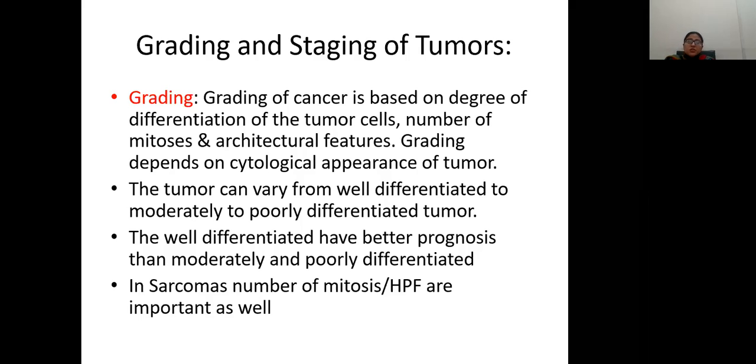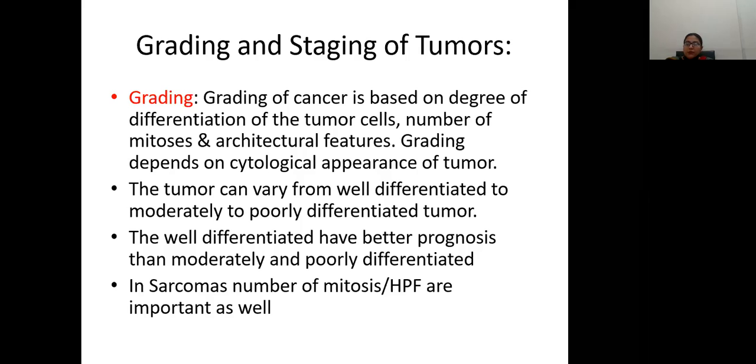Clear? So beta, what is grading? What is the importance of grading? So basically, beta, grading of a cancer is based on the degree of differentiation of the tumor cells, the number of mitoses, and architectural features. Grading depends on the histological appearance of the tumor.